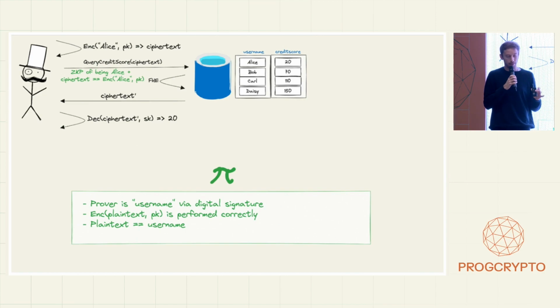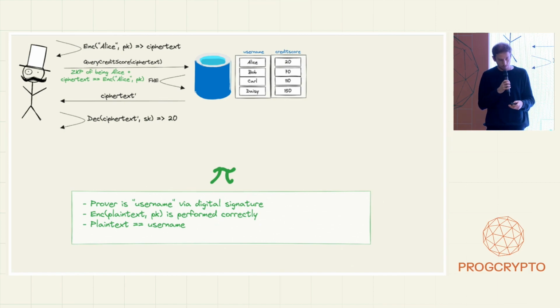Going a bit more into the detail of the proof, the prover is proving that they are the username, which can happen using a digital signature, that the encryption is performed correctly on some plaintext, and this is the most important part, that the plaintext is matching the username.